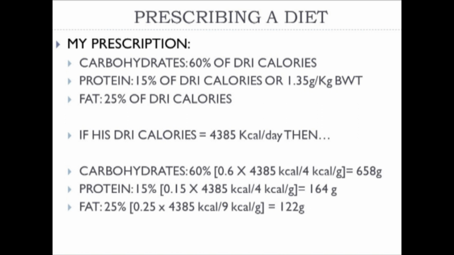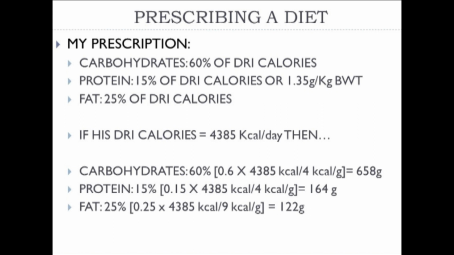Protein at 15%, 0.15 times 4,385 calories. Divide that by 4, because there are 4 calories from every gram. That gives me 164 grams of protein. And then 25% from fat, 0.25 times 4,385. Divide this by 9, and that's 122 grams.